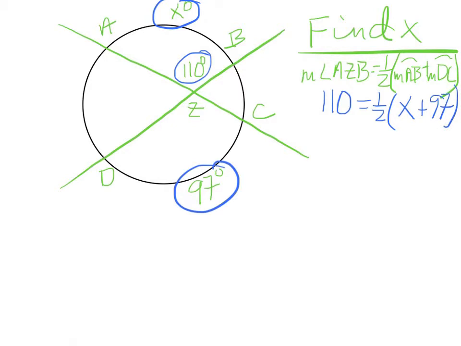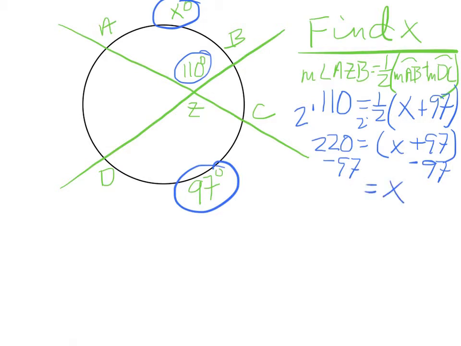And so what's that leave me? That leaves me a little algebraic equation to solve. And so what I like to do is I like to get rid of the fraction. So I'm going to multiply by 2 on both sides of the equation. So I get 220 equals just X plus 97, because 2 times 1/2 is 1. Subtract the 97, and that gives me X. So that will give me 123 degrees for the measure of arc AB, which is what X is. And that's an example problem, and I'll probably have a couple others later on here.